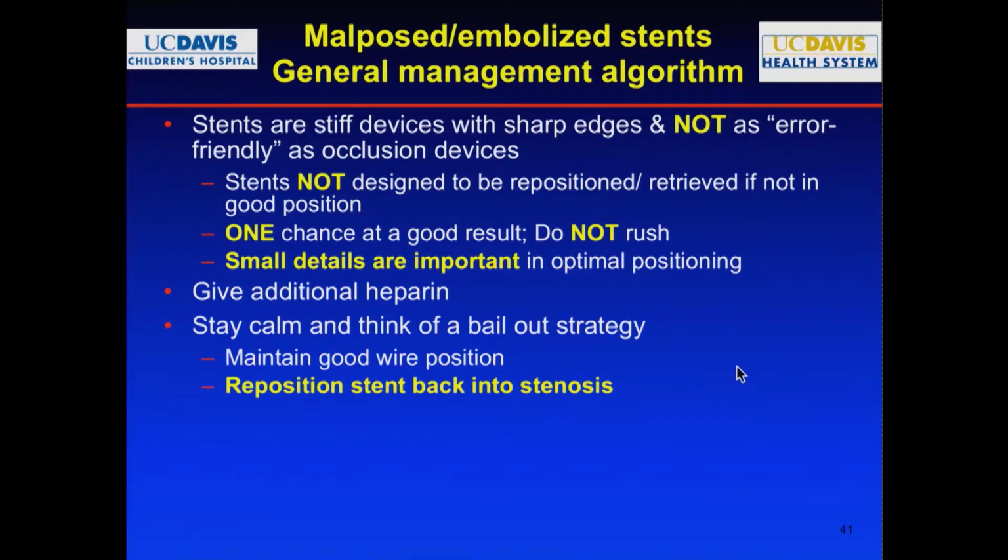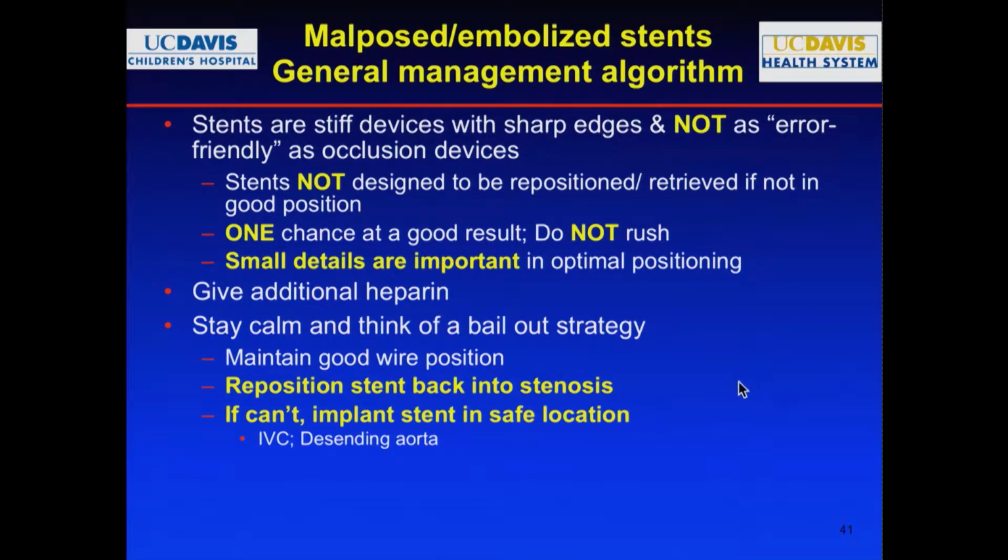First of all, if the stent is not in good position, the first thing to think about is can I reposition it back into a good position? If you cannot do that, then you want to implant a stent into a safe position. It doesn't do any good, it doesn't do any harm, but at least it's safe, and now you can go back to deal with the stenosis. If you cannot put it into a safe position, now you're stuck. So what are the safe positions? You can put it in the IVC, you can put it in the descending aorta, you can put it in the contralateral pulmonary arteries. If you cannot put it in a safe position, then you have to remove it. And you can only do it by catheter, or you call your favorite surgeon to help out.